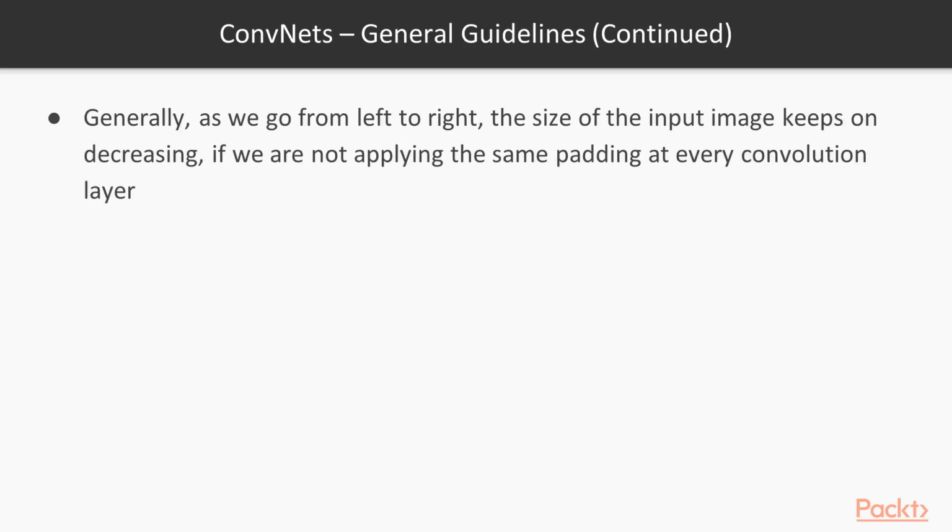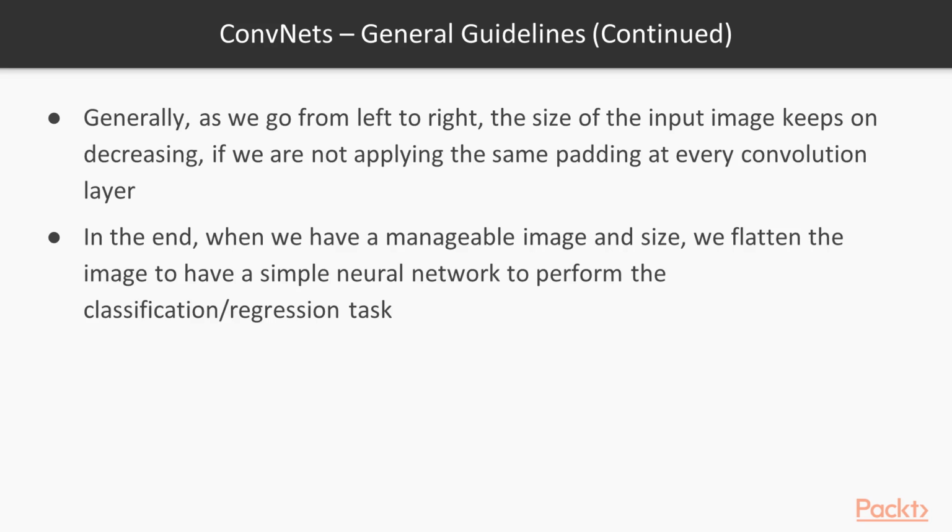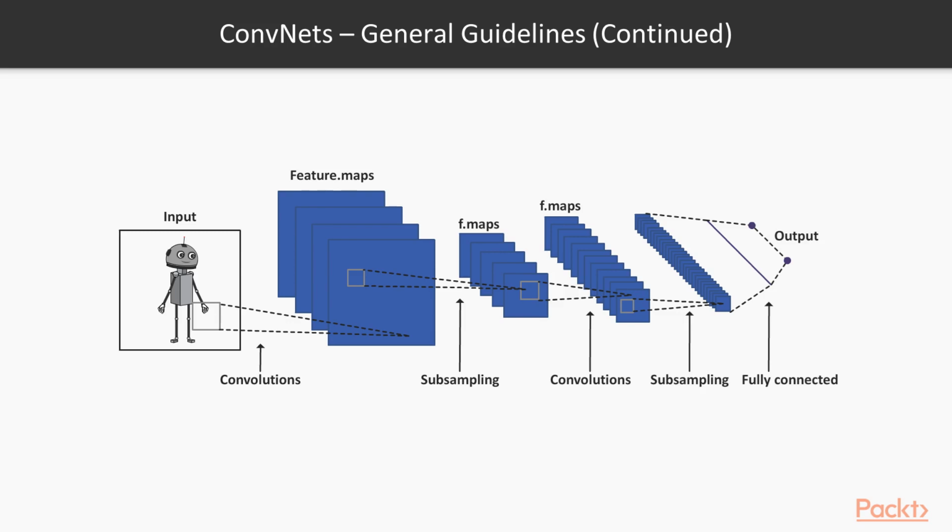Generally, as we go from left to right, the size of the input image keeps on decreasing and the number of filters keeps on increasing. It's a general rule of thumb. Whenever going from left to right in a convolutional neural network, the size of the image decreases and the number of filters increases.